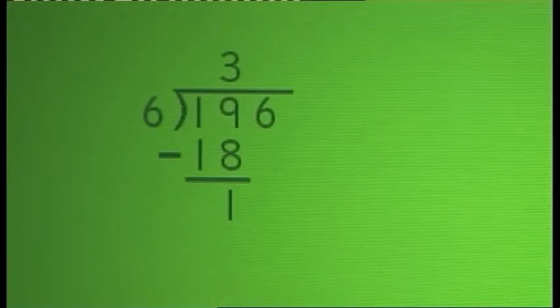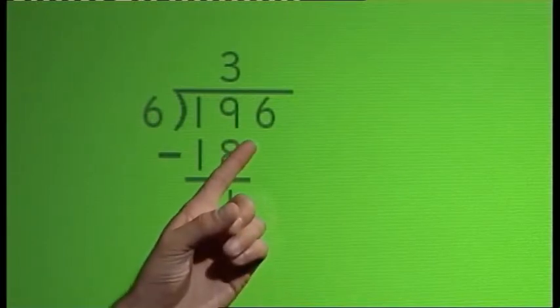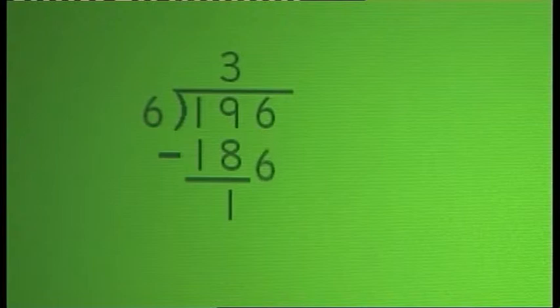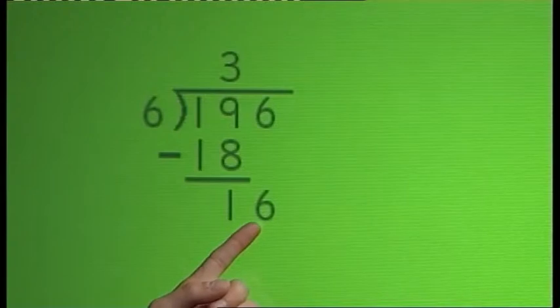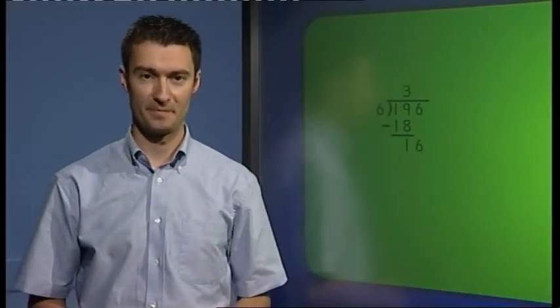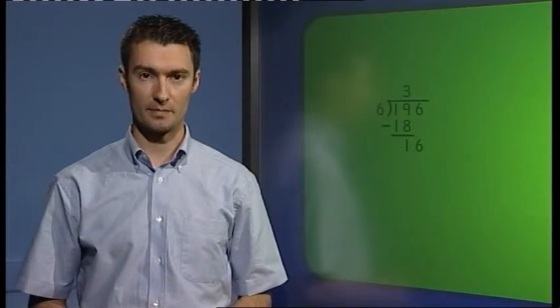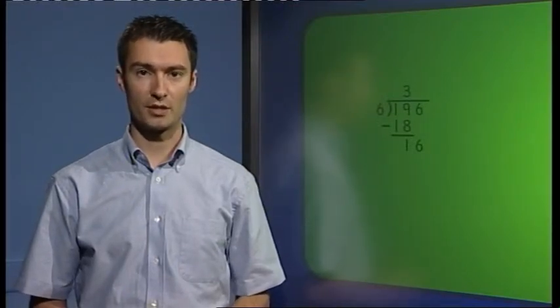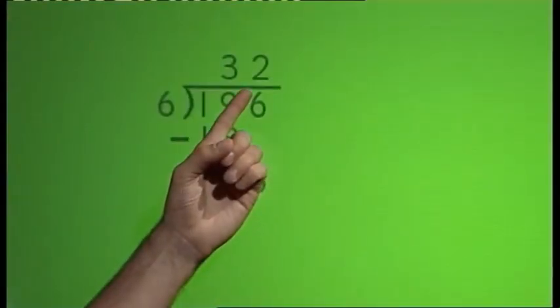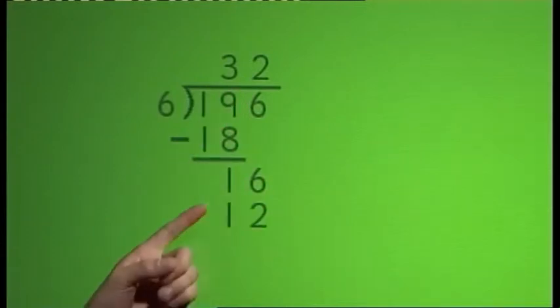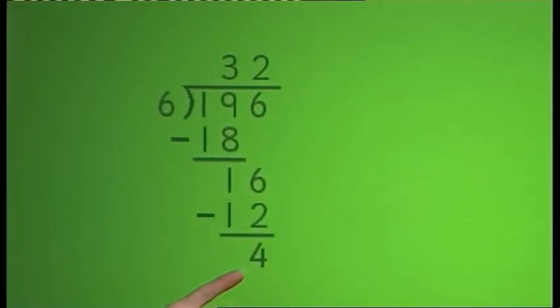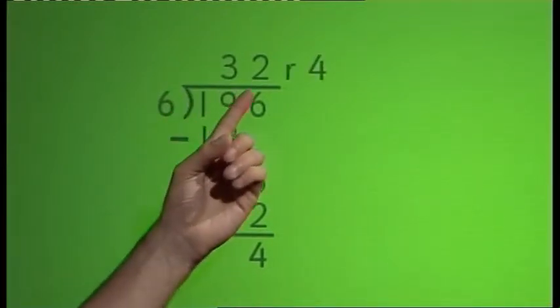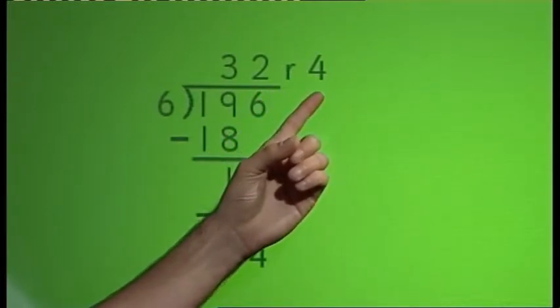And now it's time to bring the units back. There are 6 units here, so you bring them down and add them to the 110 to give you 16. Now just repeat. How many 6s in 16? It's 2. And 2 6s are 12. You're working with units, so the 2 goes into the units column. Then we take away 12 from 16, and we get 4. We can't go any further, so the answer is 32 with a remainder of 4.